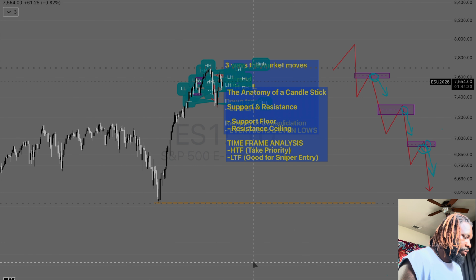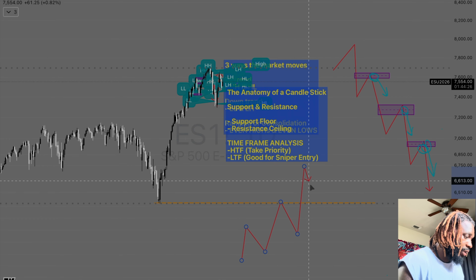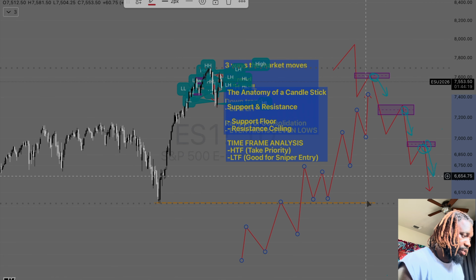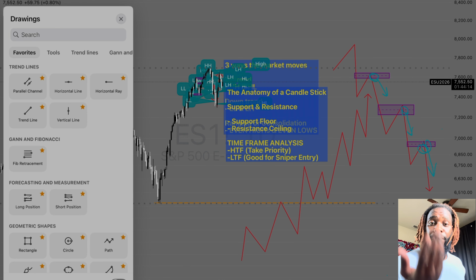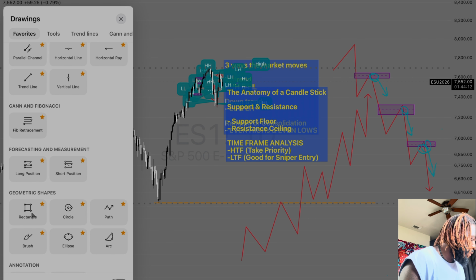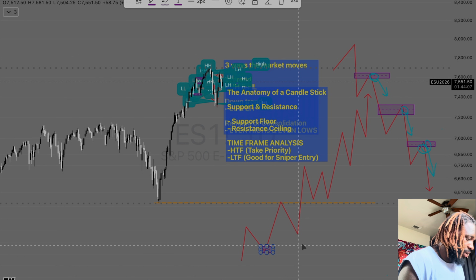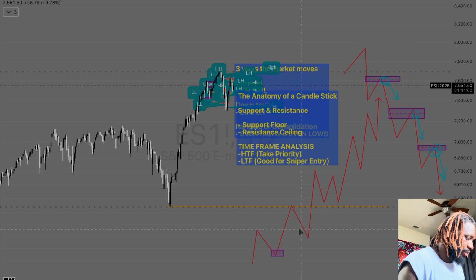In an uptrend, where's the best place to get in the trade? You're seeing higher highs and higher lows being made, right? Where's the best place to get in on the trade? The pullback. You want to get in on the pullback, right? So maybe you want to get in here. You want to get in here.